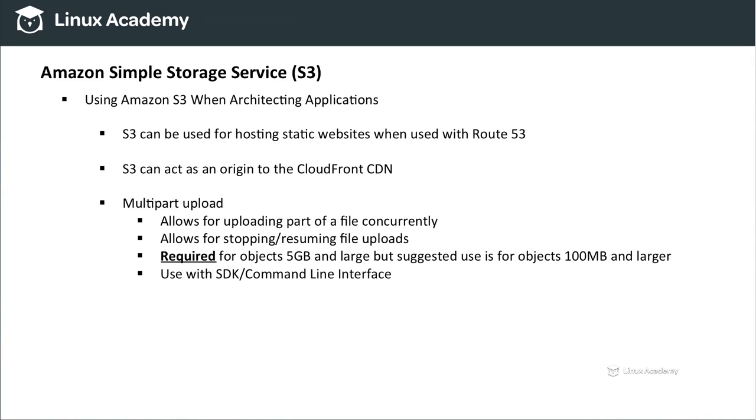We can also stop and start file uploads. If we wanted to stop a file upload and resume it later, because we're uploading specific parts, the multi-part upload API to Amazon S3 allows us to do that. That's very cool. Now, the multi-part upload is required in order to upload objects that are 5 gigabytes or larger. However, it is suggested for objects 100 megabytes and larger for speed purposes. If we were using the console, we wouldn't be concerned with this because AWS handles this on the back end. However, we can use it with the SDKs and the command line interface.